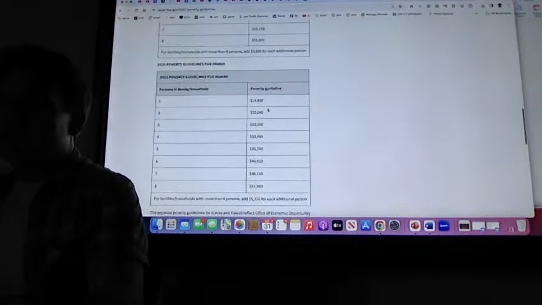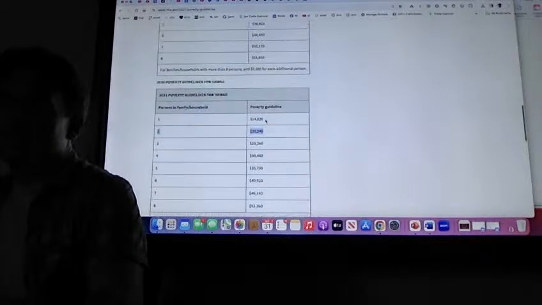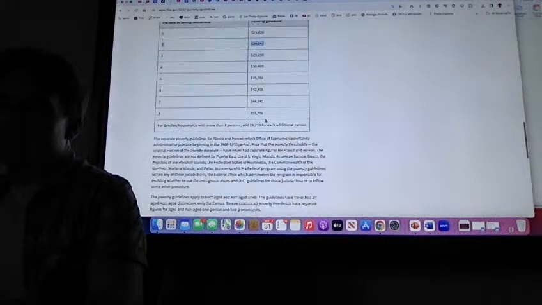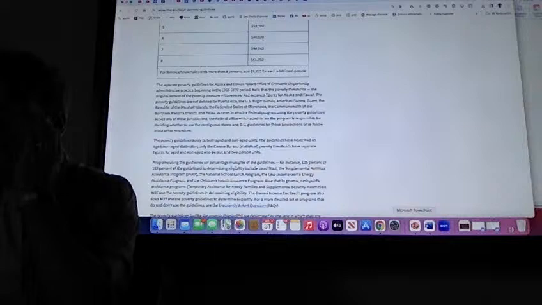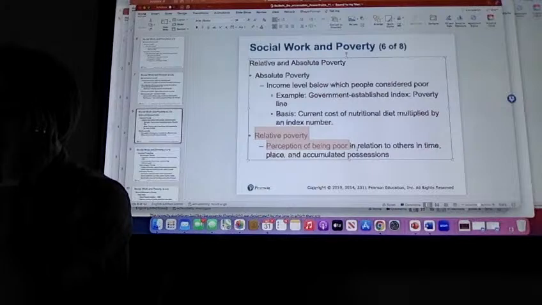No, Alaska is more. I'm sorry. Hawaii is cheaper. So it's 14,000 for 1 in Hawaii, 20,000 for 2, 25,000. It's about $5,000 for each kid you have. 35,000 for 5, 40,000 for 6. Kind of a weird statistic just because it's that expensive. So the current cost of a nutritional diet is multiplied by an index number. Also, relative poverty is the perception of being poor in relation to others in time, place, and accumulated possessions.